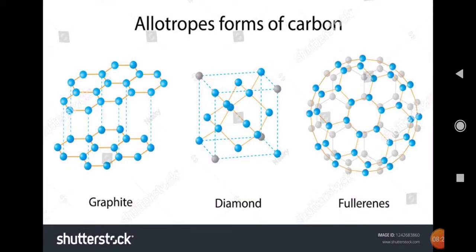Next, allotropes of carbon. Carbon exhibits different kinds of forms. Generally, carbon is available in amorphous nature and in crystalline nature. In any way, carbon exhibits mainly three kinds of allotropes. One is diamond, the next one is graphite, and another one is fullerene. This is also considered a nanomaterial.